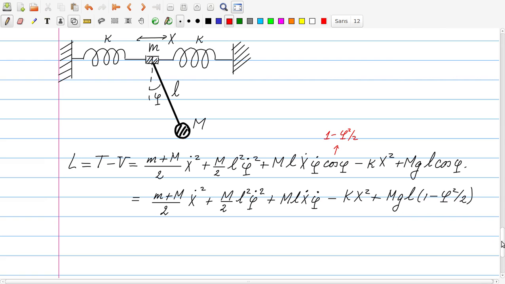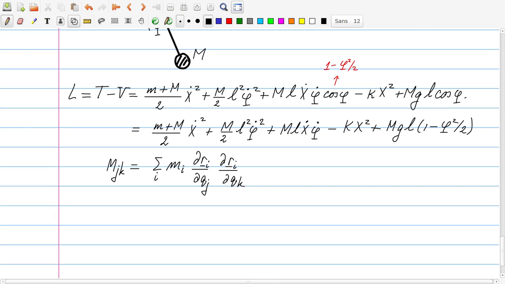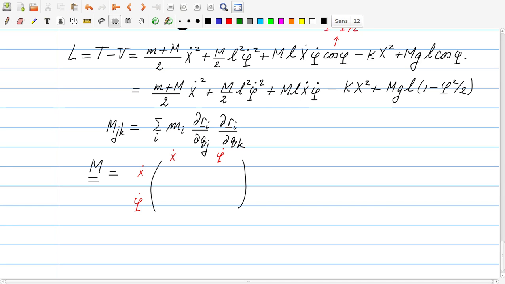And so now the question is to find the matrix M, and we had a definition of M which was the following. M_jk is the sum over i, m_i, dr_i/dq_j, dr_i/dq_k. However, this is a rather complicated form, and we don't need to calculate M using this formula. It is much easier if we just inspect the form of L, and in particular its dependence on the q_j dot, so in this case the x dot and the phi dot, and then try to read off the form of the matrix M_jk directly from that. That is done as follows.